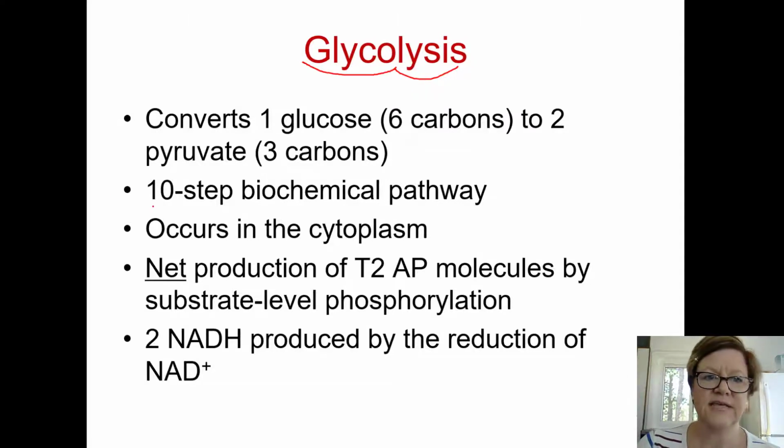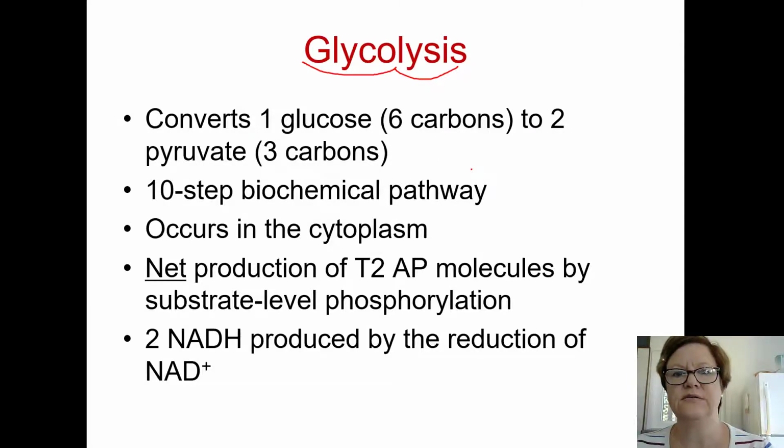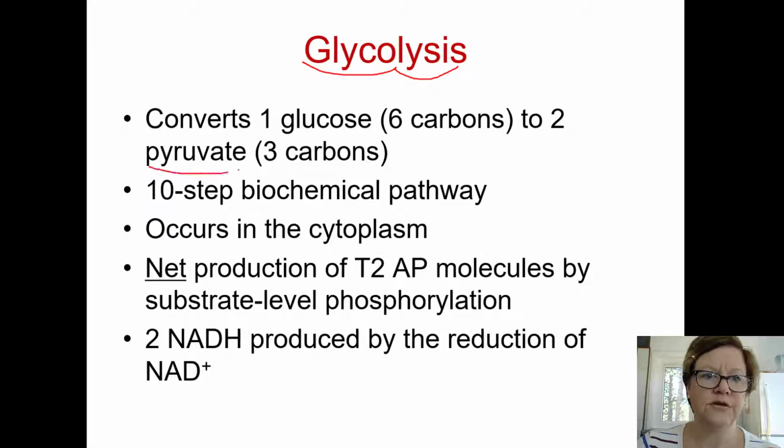This is a 10-step biochemical pathway. That means there are 10 enzymes involved. You start with one glucose at the very beginning of those 10 steps. You end with two molecules called pyruvate at the very end of the 10 steps. Glucose has 6 carbons. Each pyruvate has 3 carbons. And so all the carbons from the original glucose are still accounted for by the end of glycolysis.